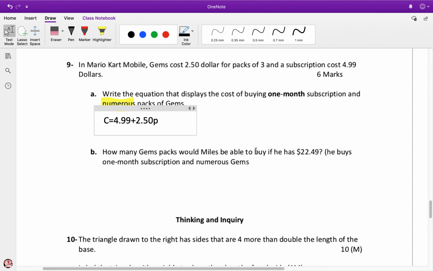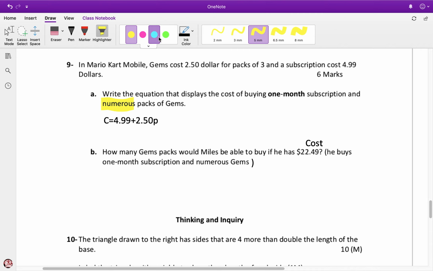So now we know that we spend $22.49. So how many packs did he buy? He buys 1 subscription and numerous gems. So how many packs do we need to buy? And just for one person, I forgot a bracket there. So let's take a peek here. So now we know the cost. This is my cost, right? So my cost is right here.